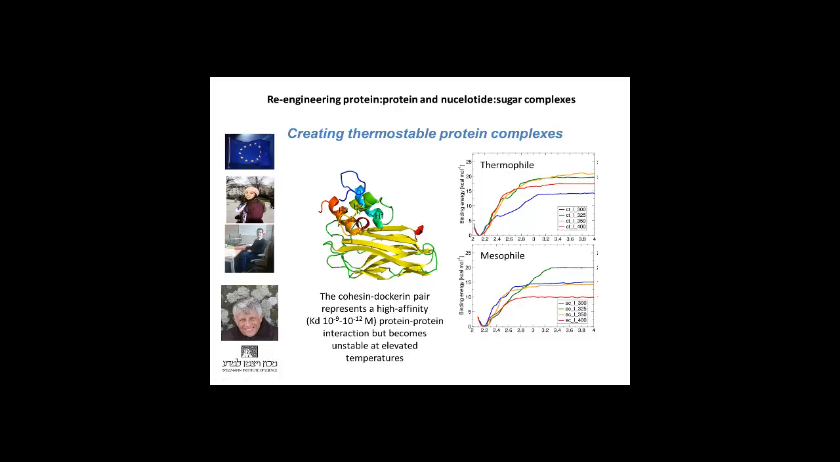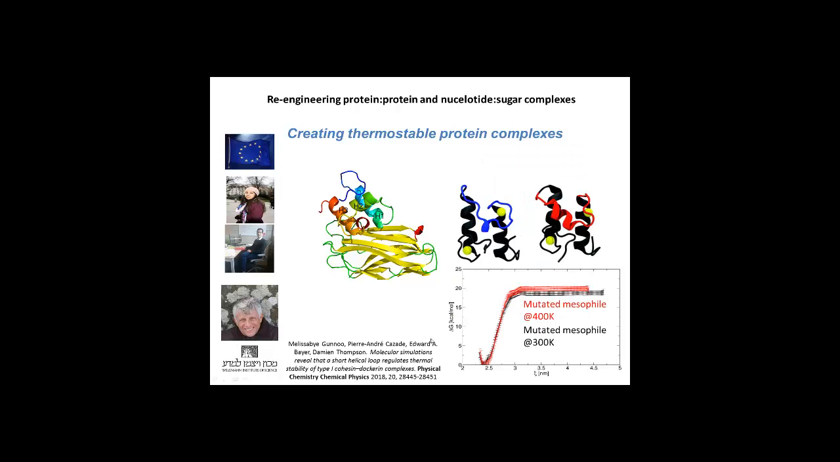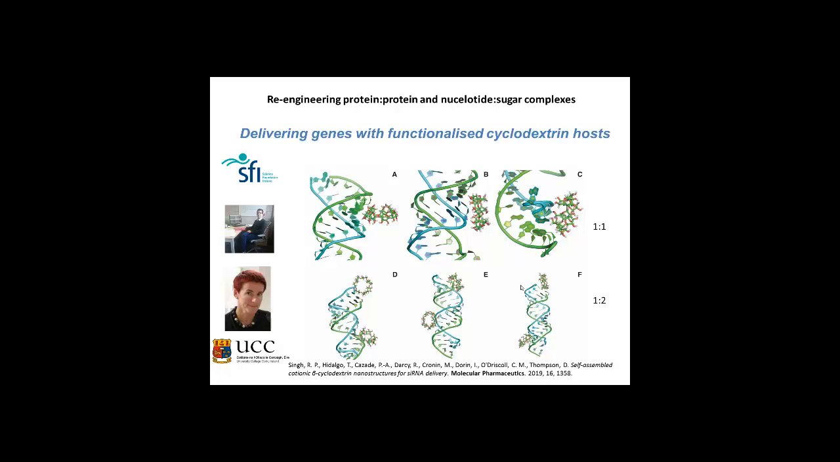Just etch that off the thermophilic species, graft it onto the mesophilic species, and see do you get the resistance to temperature. And it works beautifully, actually. So these are the predicted binding energies. This is where you mutate the mesophile, and it becomes far, far more stable at elevated temperatures. And that was confirmed experimentally at the Weizmann Institute, and again, it made for a nice paper.